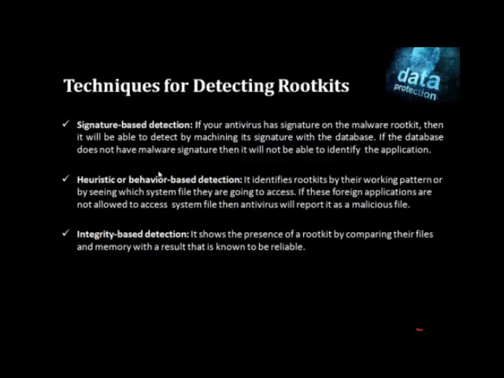The second form of detection technique is heuristic or behavior based detection, in which it identifies rootkits by their working pattern or by seeing which system files they are going to access. If these foreign applications are not allowed to access system files, then the antivirus will report it as a malicious file. The final method of detection is integrity based detection, wherein it shows the presence of a rootkit by comparing their files and memory with a result that is known to be reliable.